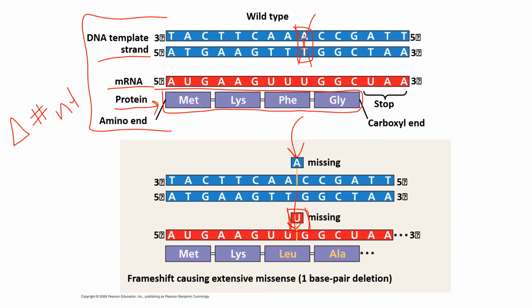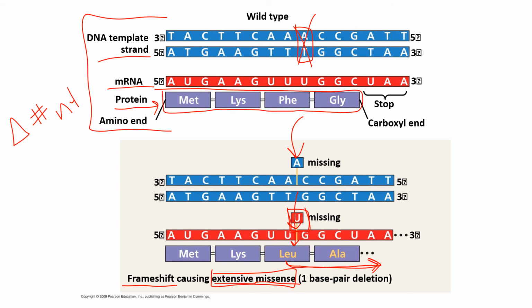So now the mRNA is missing that uracil, and what that will cause is that at that mutation point, it will cause a change in all the following amino acids. And this is referred to as a frame shift, because it's going to cause a change in the reading frame, how you read those codons. It's going to shift, and the result is going to be extensive missense. So a missense is a changed amino acid, but you're going to have a lot of different amino acids.